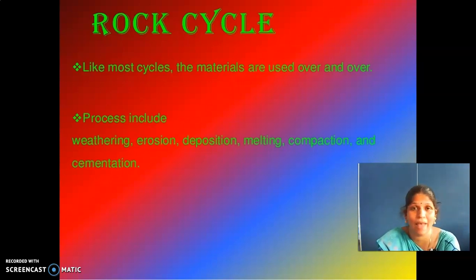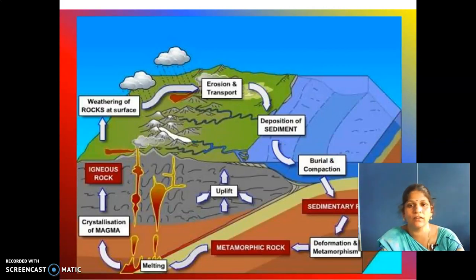The same thing happens in the mantle layer, that is metamorphic rocks. Due to the pressure, the lava comes out through the vent onto the earth's surface, it cools, and that gives the igneous rocks. Due to this, the rock cycle happens. Yes children, listen: the rivers erode the rocks, then deposition of sediment, then burial and compaction gives us the sedimentary rocks.